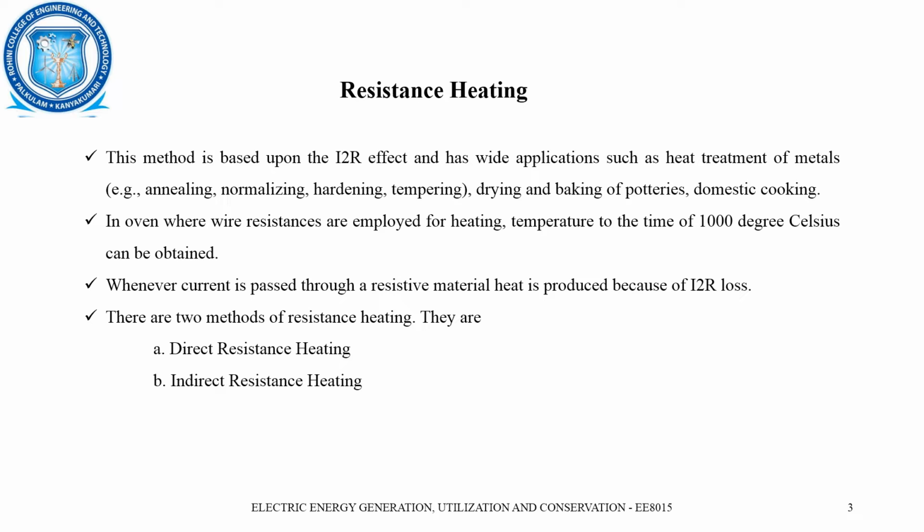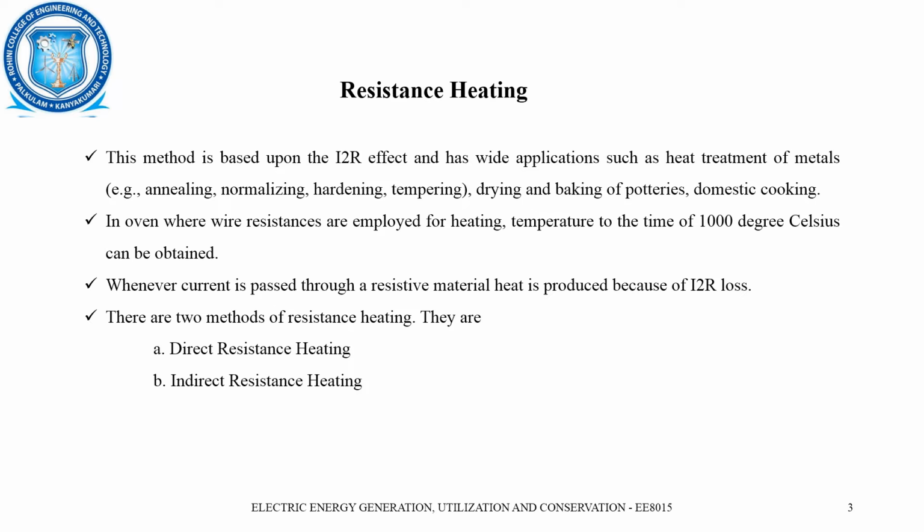Resistance heating. This method is purely based upon the I square R effect, the loss effect, and it has wide applications such as heat treatment of metals like annealing, normalizing, hardening, tempering, drying and baking of potteries, domestic cooking, etc. In microwave ovens as well as in certain ovens, wire resistances are employed for heating. Temperatures above 1000 degrees Celsius can be obtained.